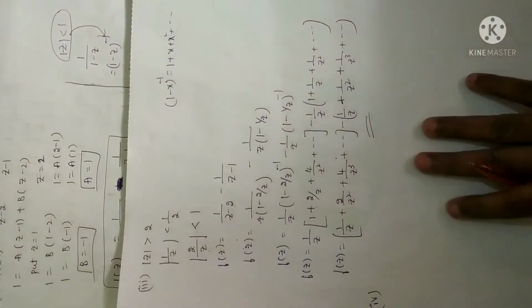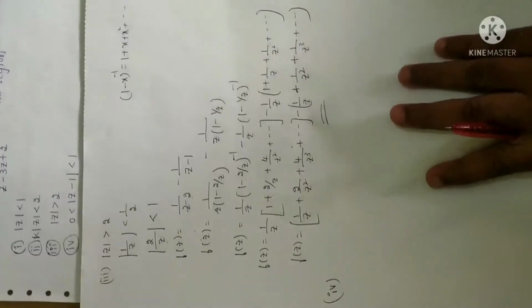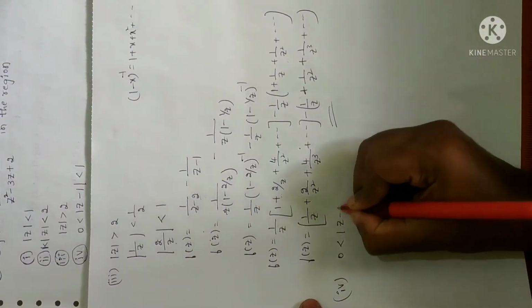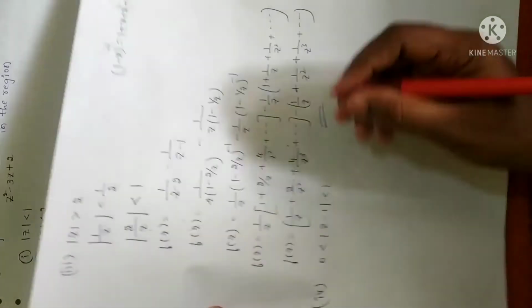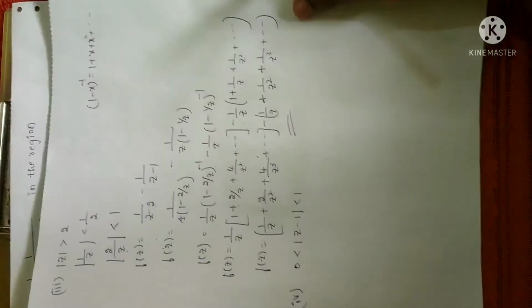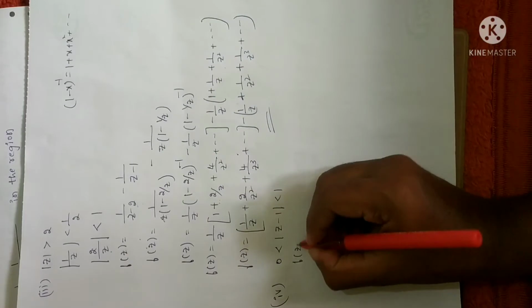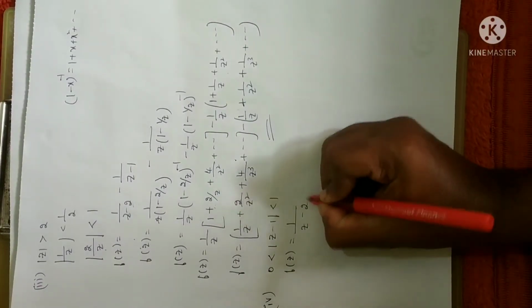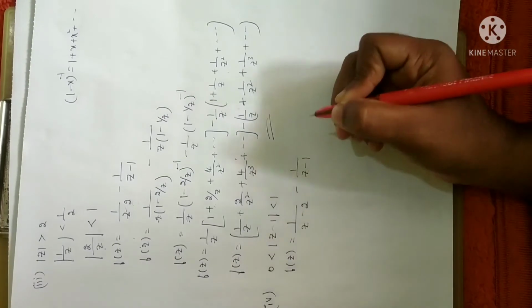Now let me solve the last expression, that is the fourth one. So here is the fourth expansion, the fourth problem. 0 less than mod z minus 1 less than 1. Fine. Now let me rewrite the given problem in the required form. So f of z is 1 divided by z minus 2 minus 1 divided by z minus 1.